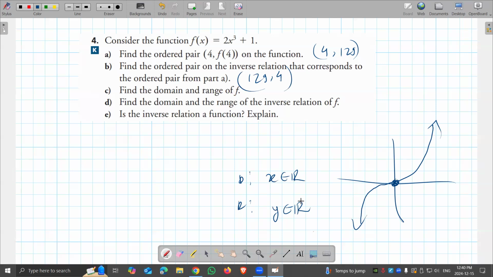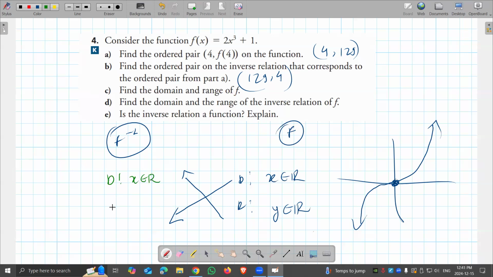Now, when you do domain and range of an inverse function, so let's say that this is f, for an f inverse, the domain becomes the range, and the range becomes the domain. So in this question, not much is gonna change. Domain is gonna be X is an element of the reals because the range is Y is an element of the reals, and the range is gonna become Y is an element of the reals because the domain is X is an element of the reals. So that would be the answer to part D, okay? Part E is the inverse relation of function.